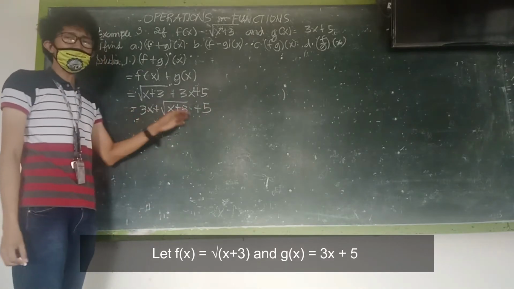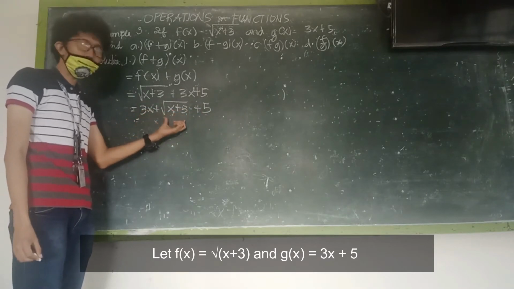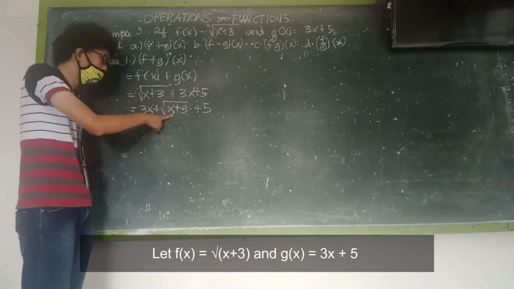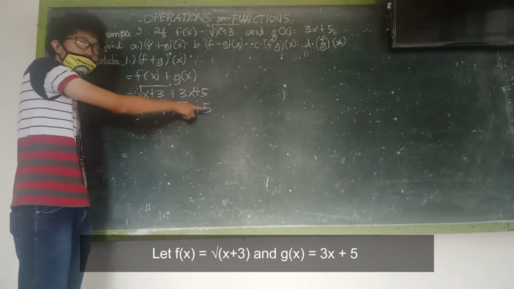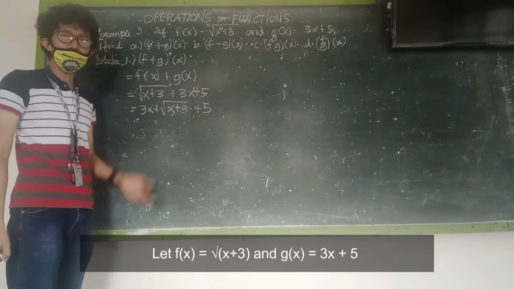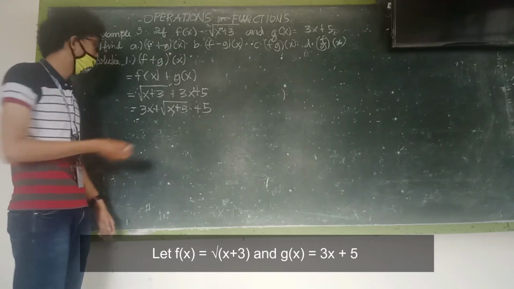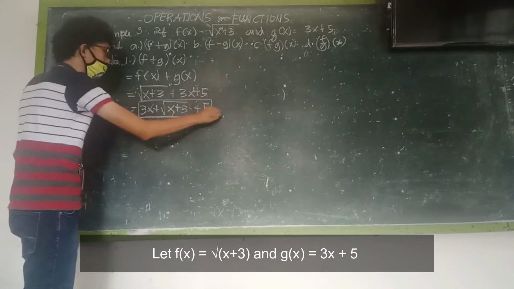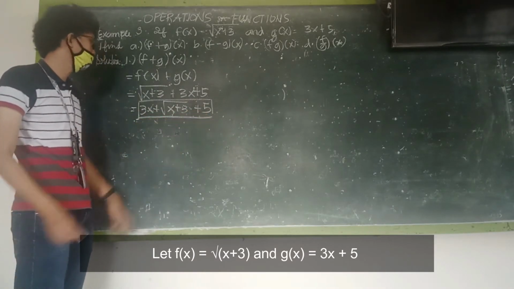Now, we cannot add these three terms since ito ibang term, ito ibang term, at saka ito ibang term. We will not add 3x and the x inside, or either 3 and 5. Yung 3 na nasa loob ng radical at saka yung 5 na nasa labas ng radical. Since sa rules of radicals, kailangan yung magkakapareha lang na term ang i-add natin. So we can come up that this is the final answer. 3x plus the square root of x plus 3 plus 5.